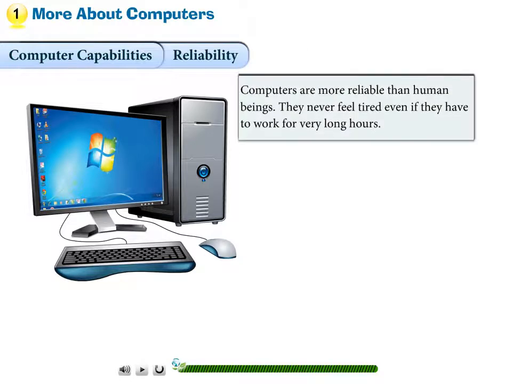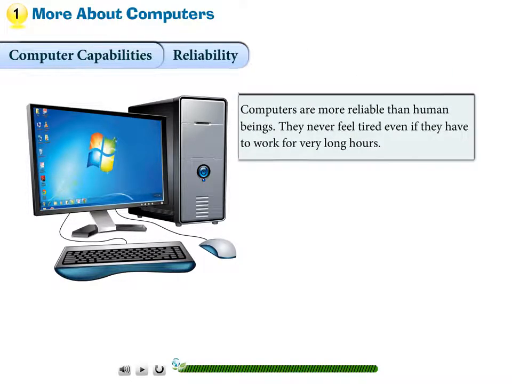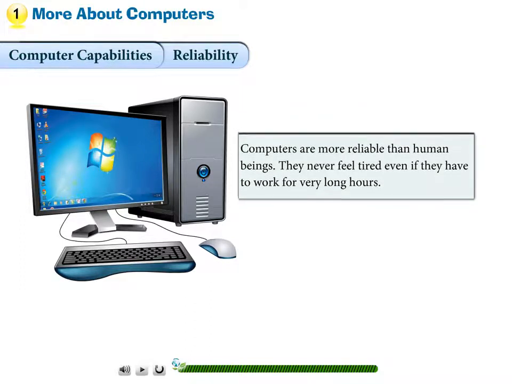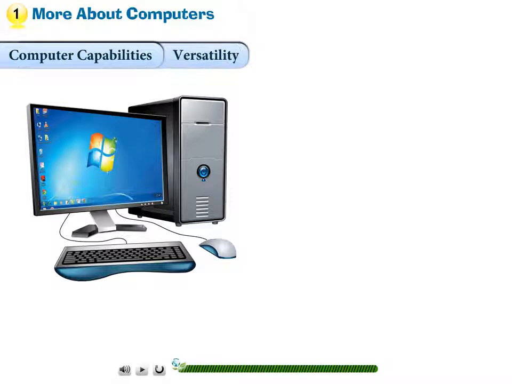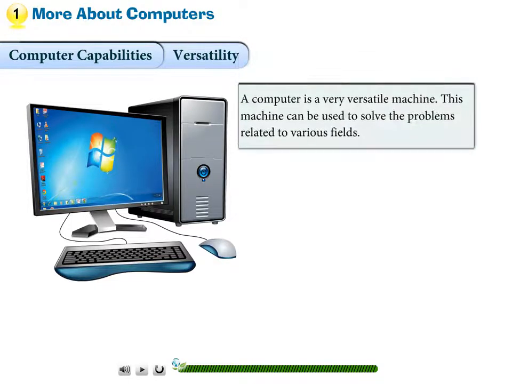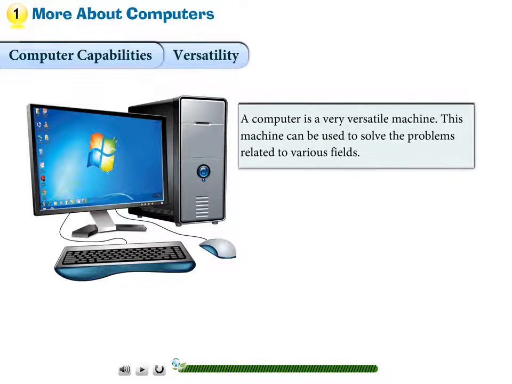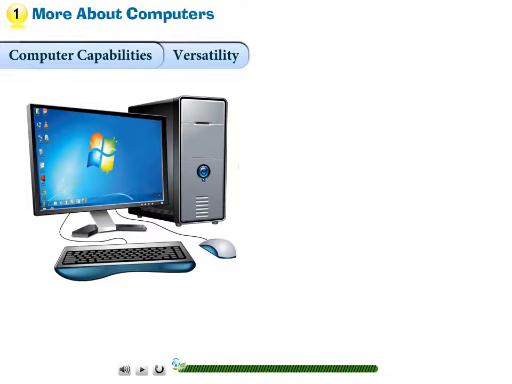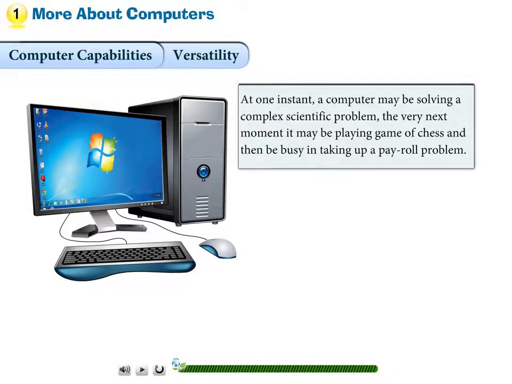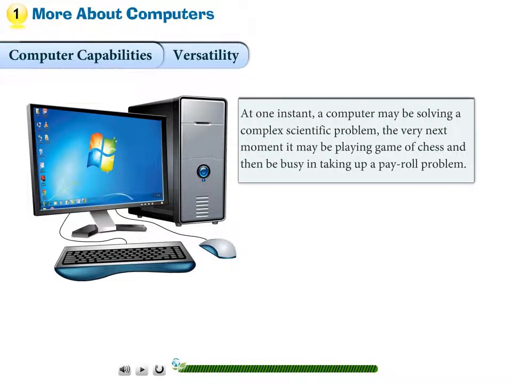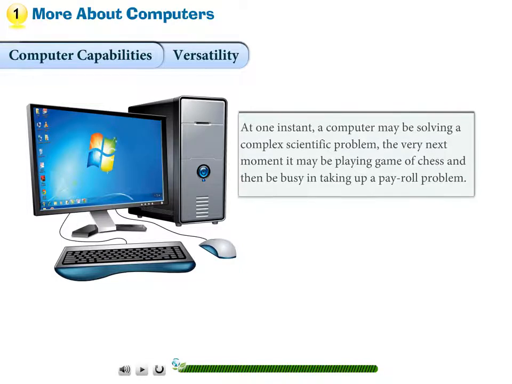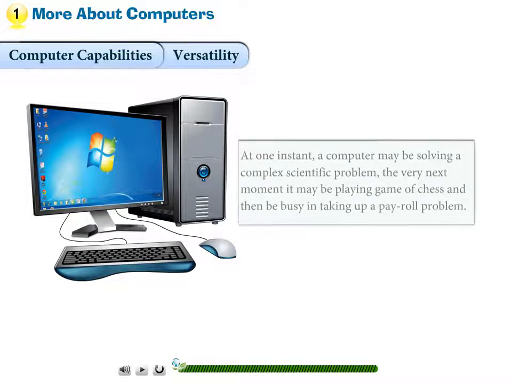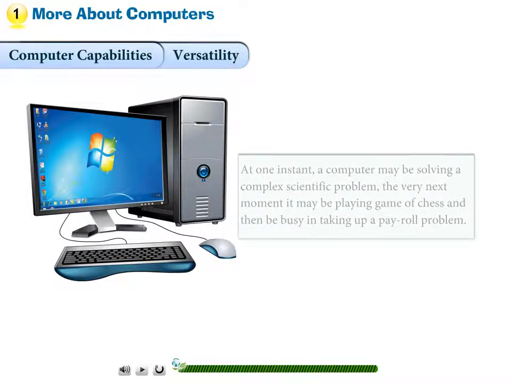Reliability. Computers are more reliable than human beings. They never feel tired, even if they have to work for very long hours. Versatility. A computer is a very versatile machine. This machine can be used to solve problems related to various fields. At one instant, a computer may be solving a complex scientific problem. The very next moment it may be playing a game of chess and then be busy taking up a payroll problem.